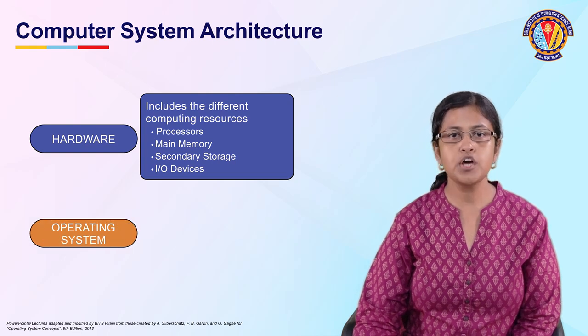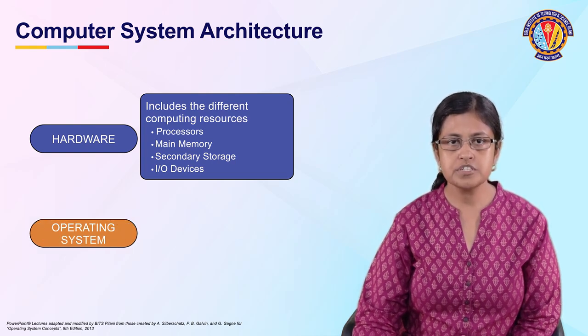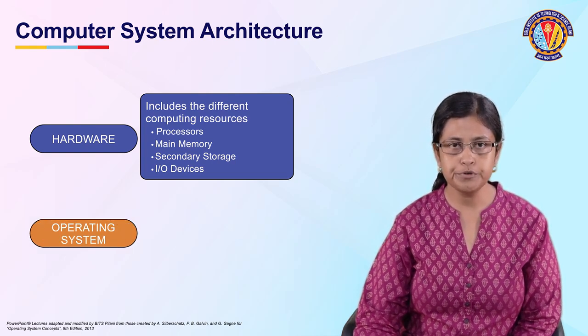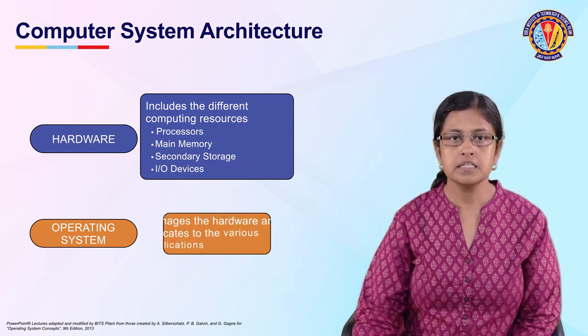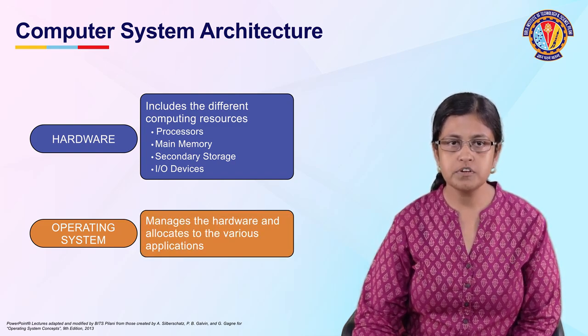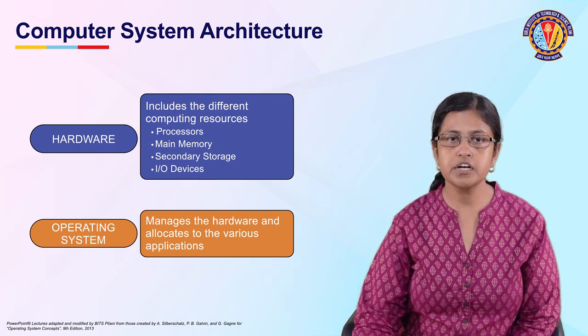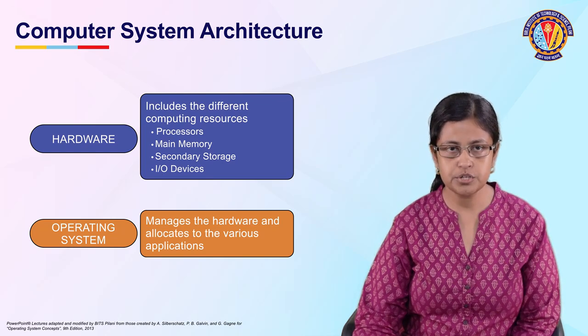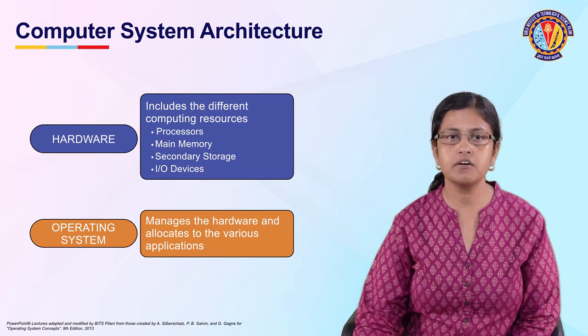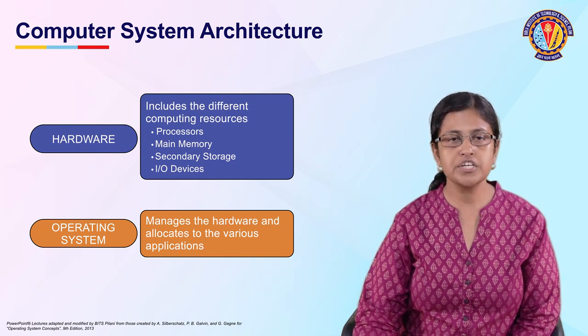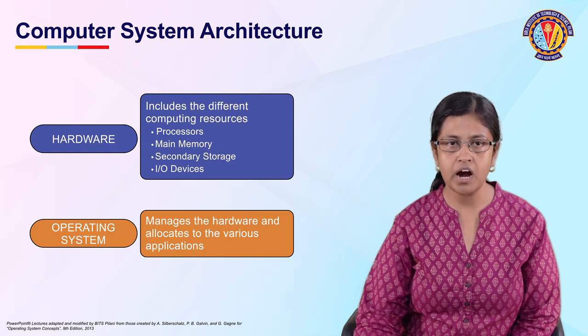Second, we have the operating system, which is the program that is running on the computer at all times. The operating system is responsible for managing the different hardware and allocating the different hardware components to the various application programs that are typically running on the computer. This allocation is essential because the applications require these pieces of hardware to accomplish the different tasks that they are supposed to do.